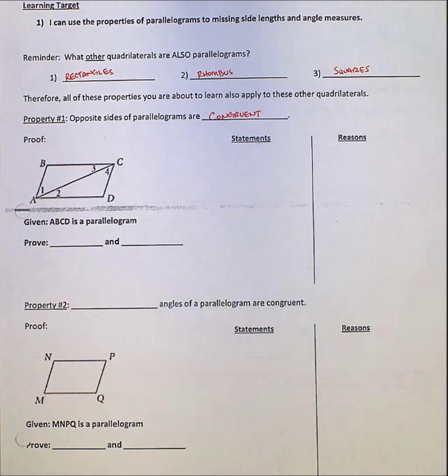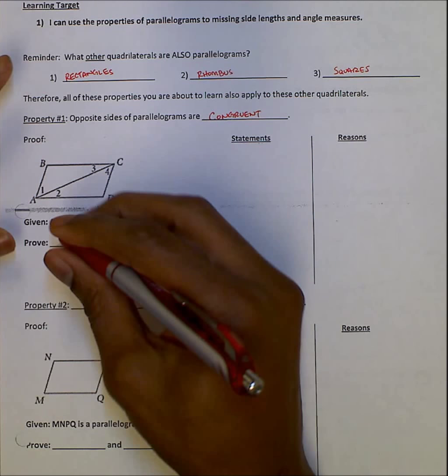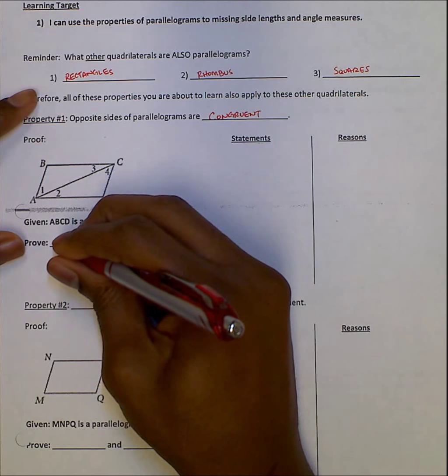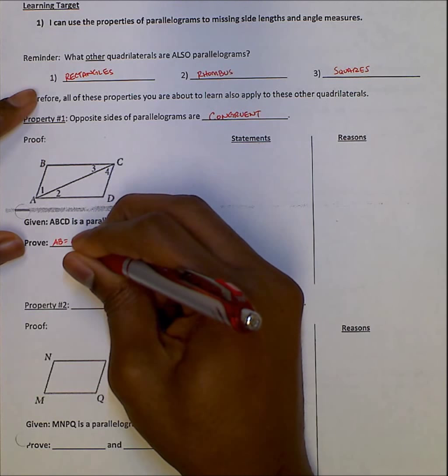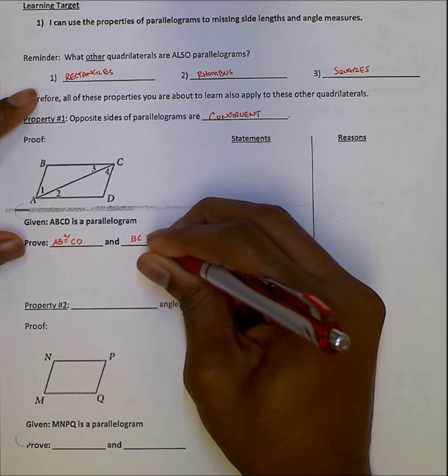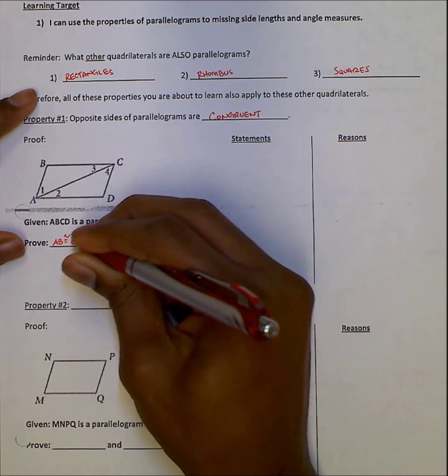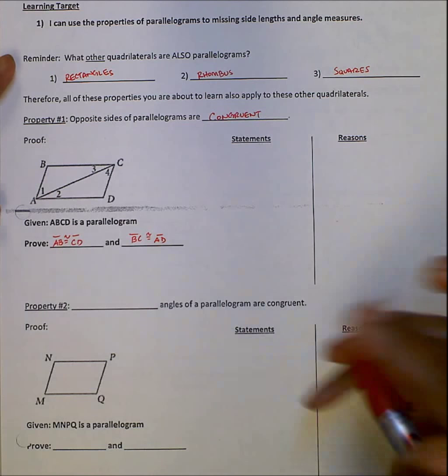Okay, and so what we're going to do is talk through a couple of these with proofs. So proving this, given that ABCD is a parallelogram, we're going to prove that the opposite sides are congruent, that AB is congruent to DC or CD, and that BC is congruent to AD. Okay, so let's go through our proof.